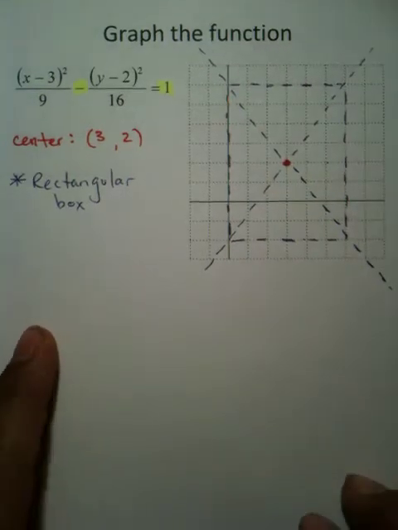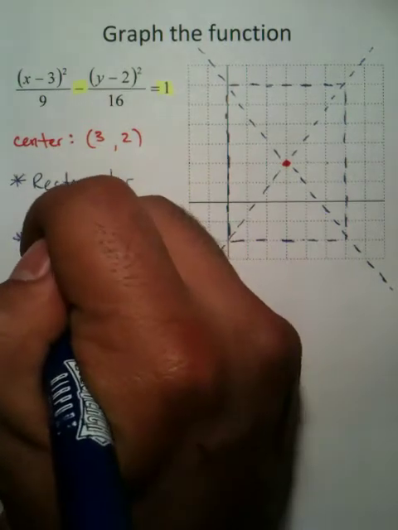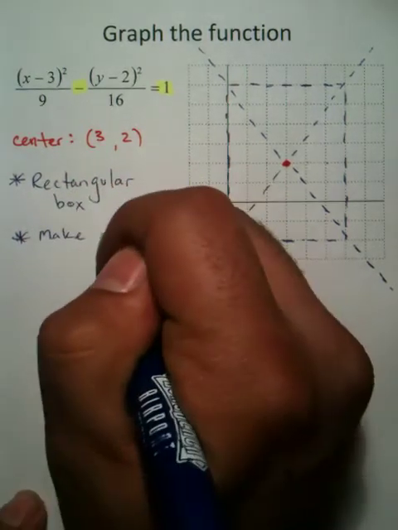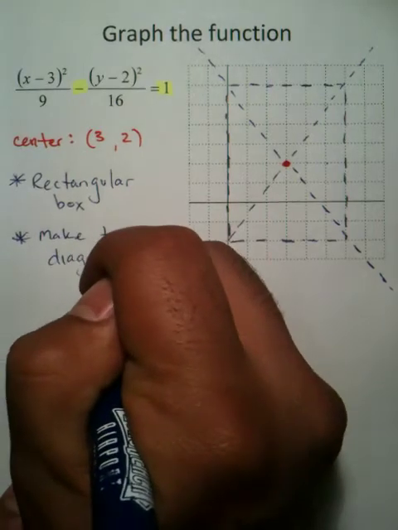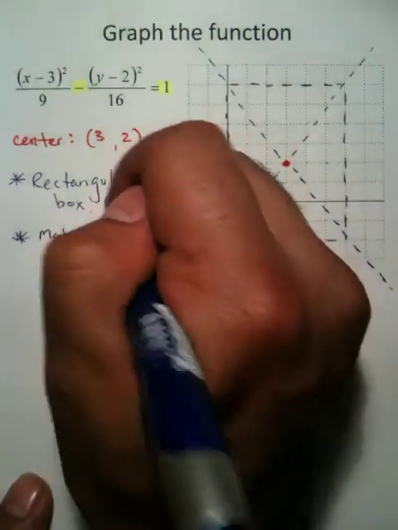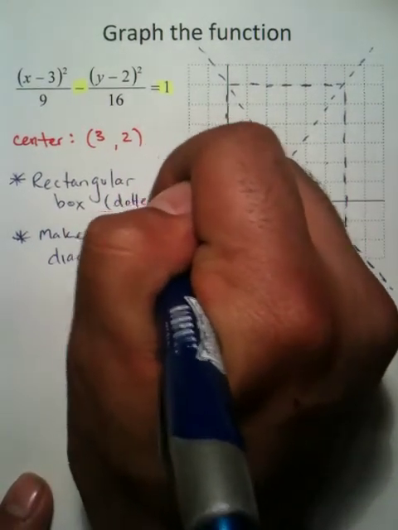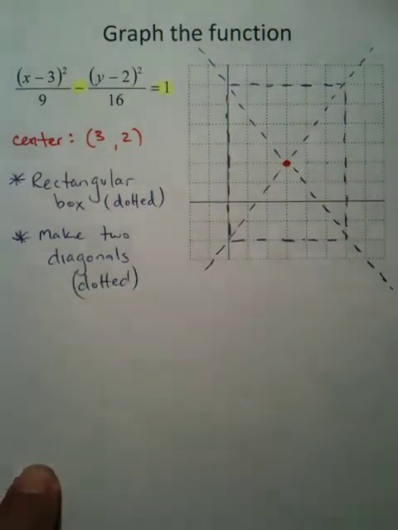Alright, so I've made 2 diagonals. Okay, so that was step 2. Make 2 diagonals. All of these are dotted, by the way. So I guess we'll put that in the directions. Make sure it's dotted. Okay, because that's not really your function.